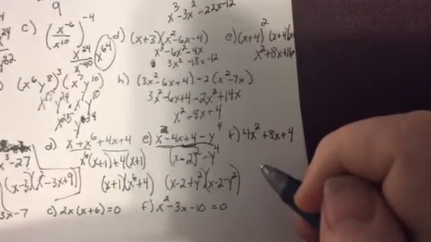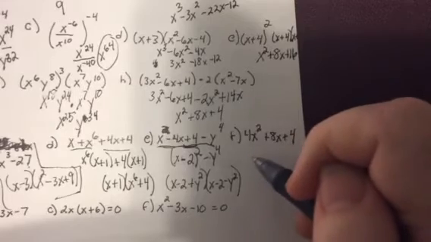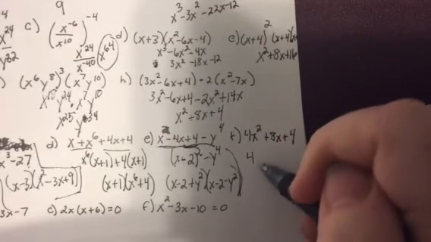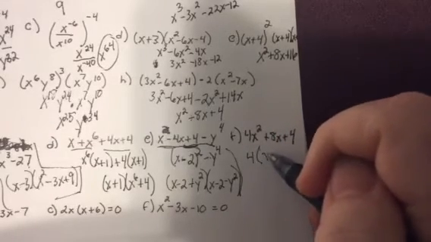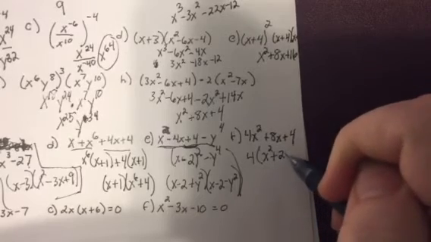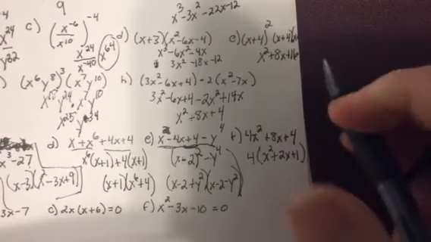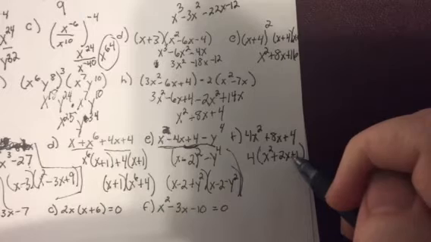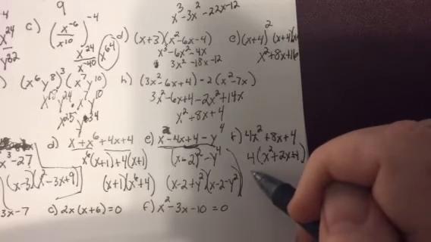Tricky problem. Last one, oh, trinomial. So do GCF. So that'd be factor out the 4, x squared plus 2x plus 1. Oh, this is plus, so what are the factors of 1 that add up to 2?